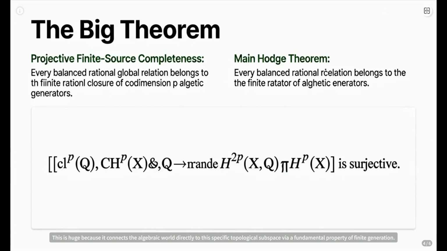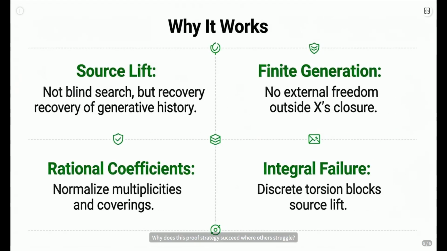This is huge because it connects the algebraic world directly to this specific topological subspace via a fundamental property of finite generation. Why does this proof strategy succeed where others struggle? It hinges on understanding source lift correctly. It's not about randomly guessing algebraic cycles and checking their shadows. Instead, it's about recognizing that the balanced rational shadow already carries the generative history embedded within the finite structure of X. Because X is finitely generated, there's no external freedom for a shadow to latch onto.